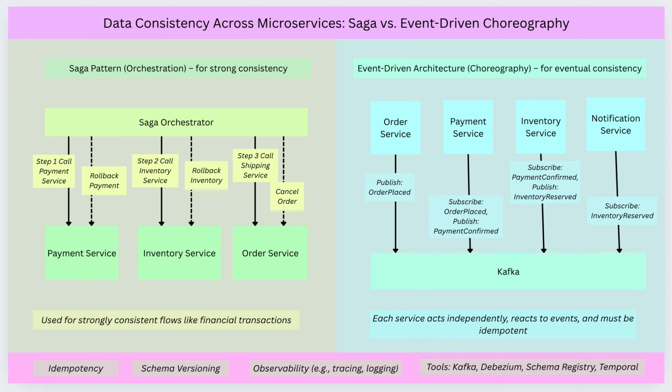To summarize, use Saga orchestration when consistency is critical and you need full control over the transaction flow. Use event driven choreography when you're optimizing for scalability, flexibility, and eventual consistency. Both patterns have their place. The key is to know when and why to use each.